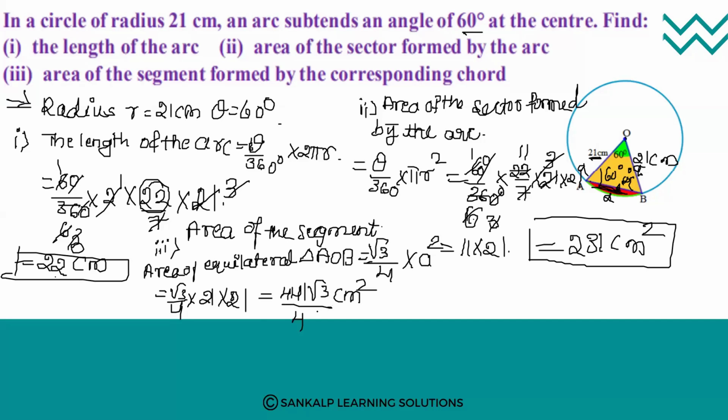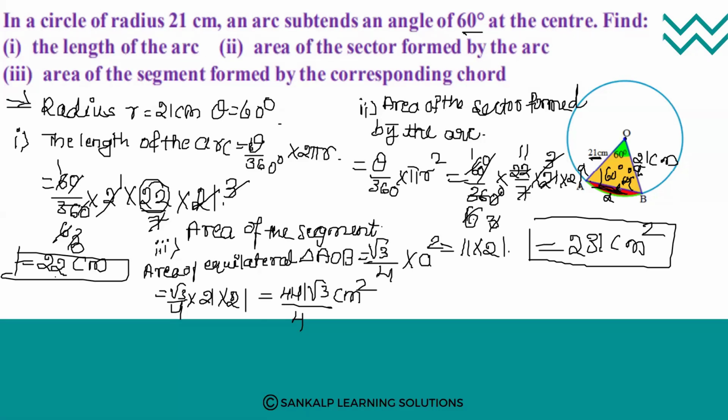Next, now we got the area of the equilateral triangle and also we know the value of the area of the sector that is formed by the arc AB. Now by using these two values, we can find out the area of the segment. So this part, this red part, is the segment.